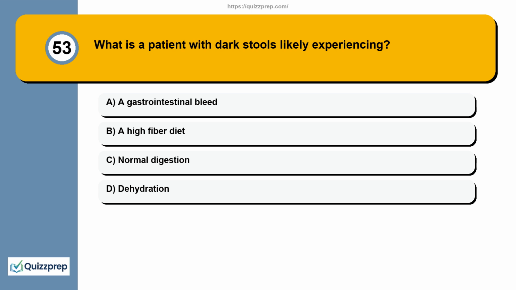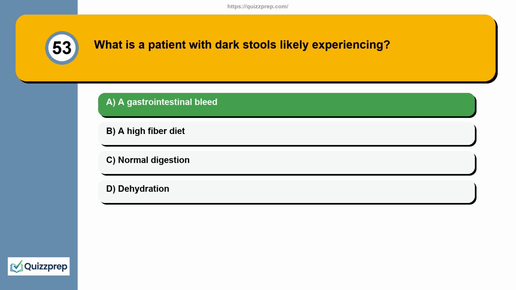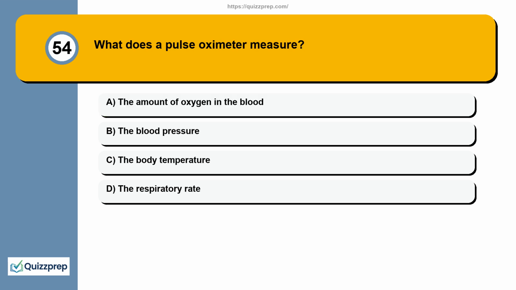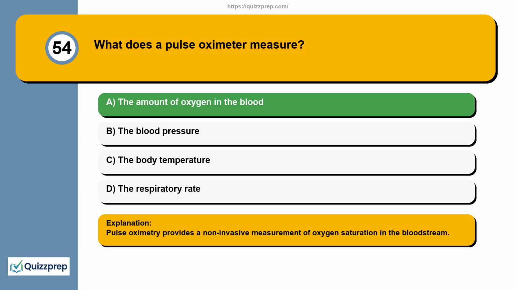Question 53. What is a patient with dark stools likely experiencing? A gastrointestinal bleed, a high-fiber diet, normal digestion, dehydration. Dark, tarry stools, melena, are a common sign of upper gastrointestinal bleeding. Question 54. What does a pulse oximeter measure? The amount of oxygen in the blood, the blood pressure, the body temperature, the respiratory rate. Pulse oximetry provides a non-invasive measurement of oxygen saturation in the bloodstream.